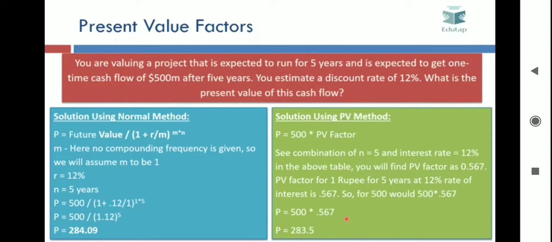Now you must be seeing that there is some difference between when we solve it by the actual method and by the present value factor. That is, here the answer is coming as 284.09 and here it is coming as 283.5. The reason is that we have used this 0.567 up to 3 decimal places only. If we use it up to 4 or 5 decimal places, then we will get a more accurate answer, right? So the more decimal places we use in the present value factor, the more accurate our answer will be.